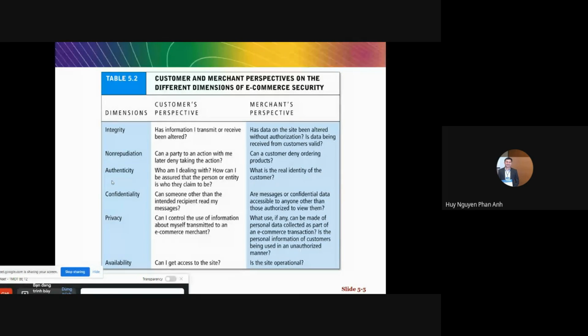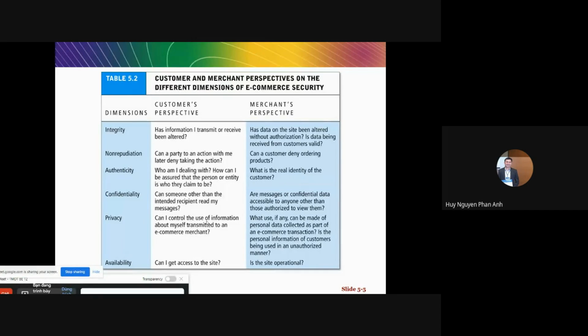The third one is authenticity. Authenticity is very simple: to show the real identity of the customer. It answers the question, who are you? We have to be sure that this is the entity who it claims to be. So that's authenticity. And then confidentiality.